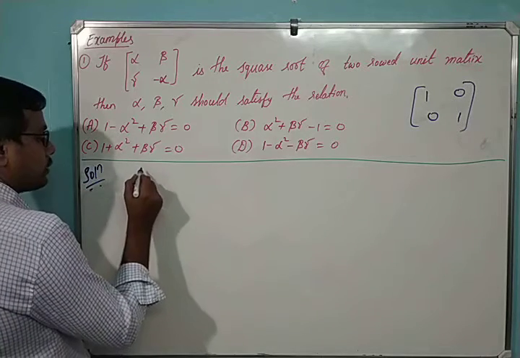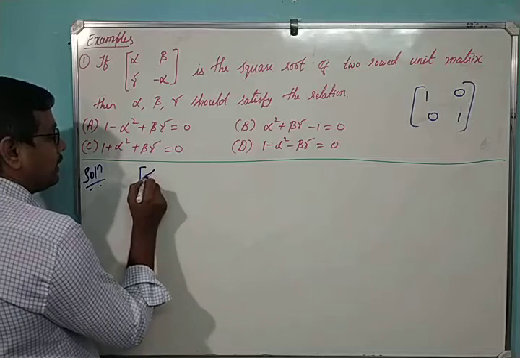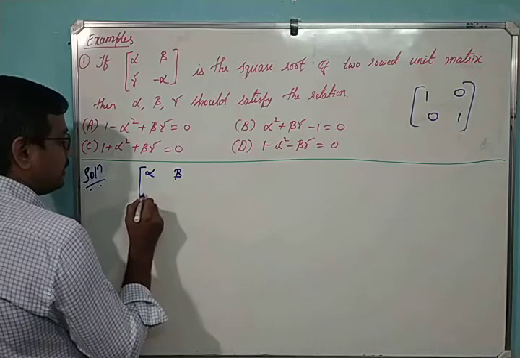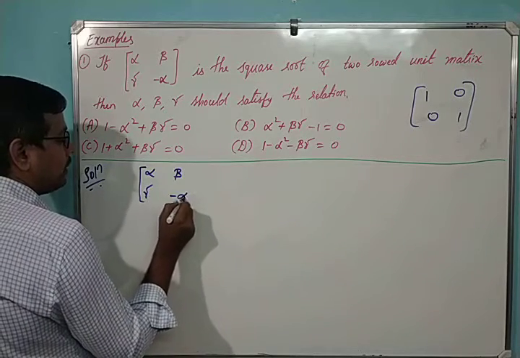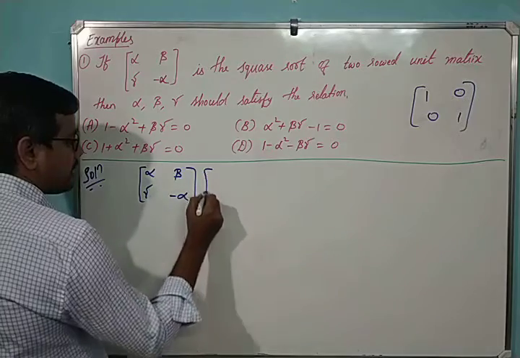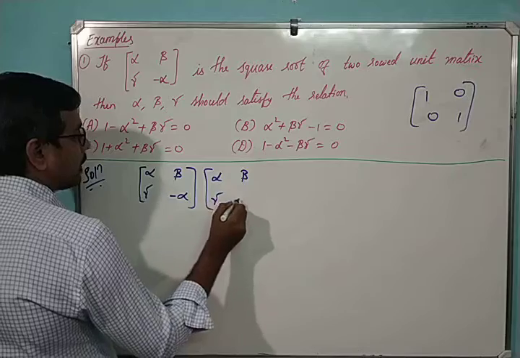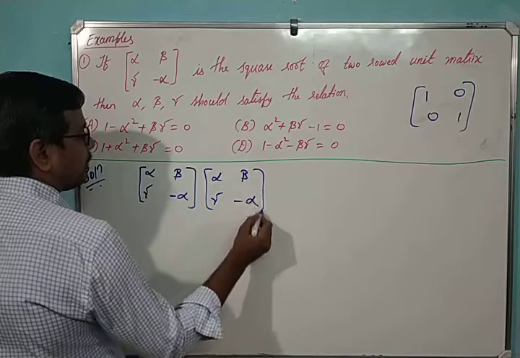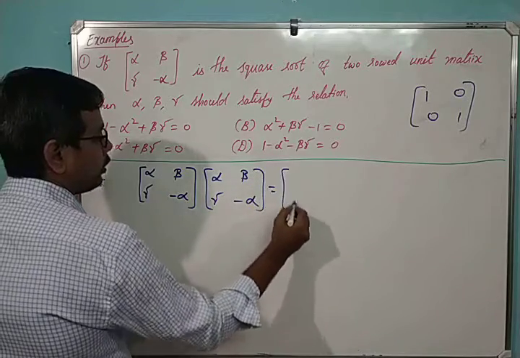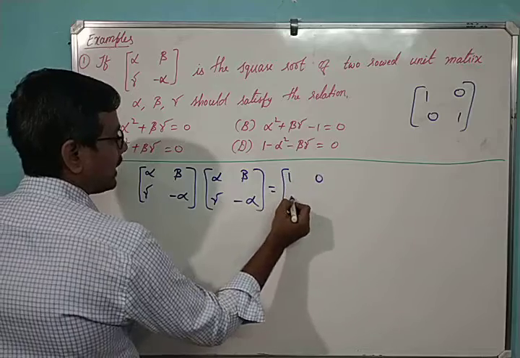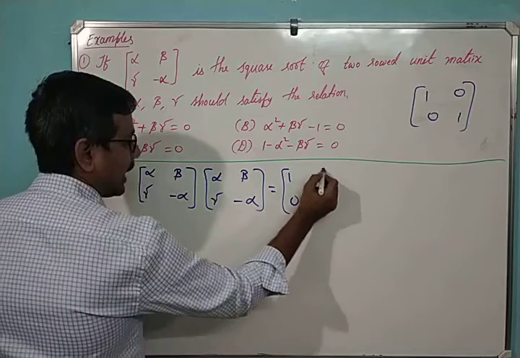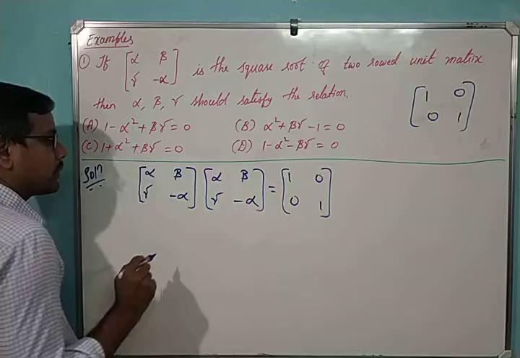let us see. So this can be written as alpha, beta, gamma, minus alpha. If I multiply it 2 times, alpha, beta, gamma, minus alpha, I will get what? The two-row unit matrix or two-row identity matrix, right?